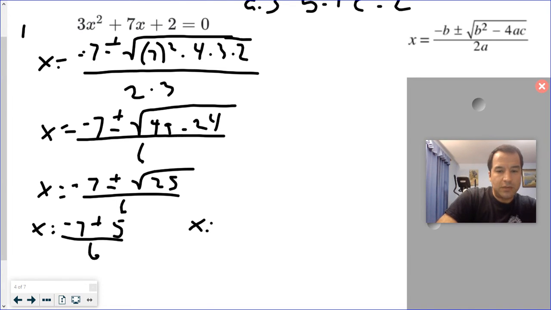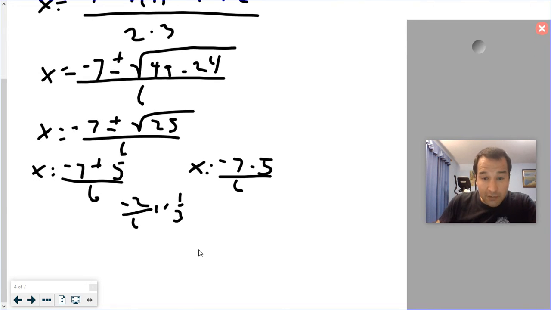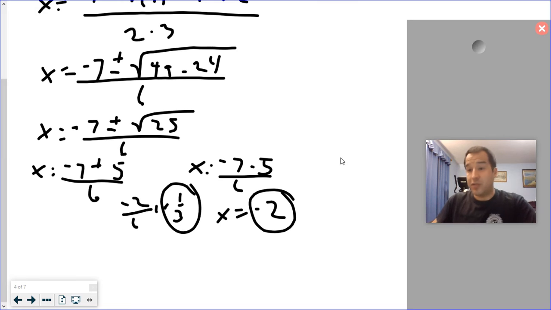And x equals negative 7 minus 5 all over 6. Negative 7 plus 5 is negative 2, over 6 would be negative 2/6, or negative 1/3. Sorry for the squeeze there, I'm just running out of room here. And the other one, I guess I could have gone a little farther down. x equals negative 7 minus 5 would equal negative 12 divided by 6, which is negative 2. So my two roots are negative 1/3 and negative 2.